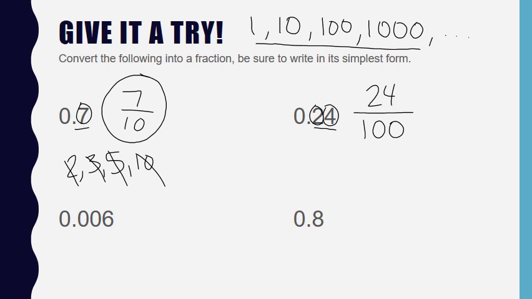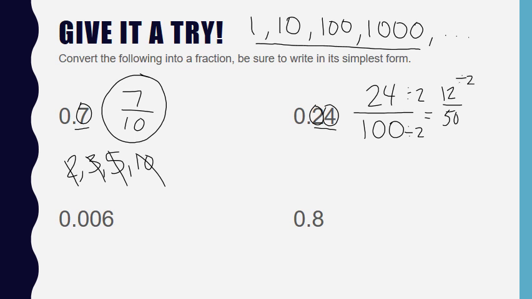Now let's see if we can simplify. I can simplify by 2 because both are even numbers, so I'm going to go ahead and do that. 24 divided by 2 is 12. 100 divided by 2 is 50. And if you don't know that division, you can always plug it into your calculator. You can put in 24 divided by 2 and get 12, and put in 100 divided by 2 and get 50. I know I'm not done though, because 12 and 50 are also both even numbers.